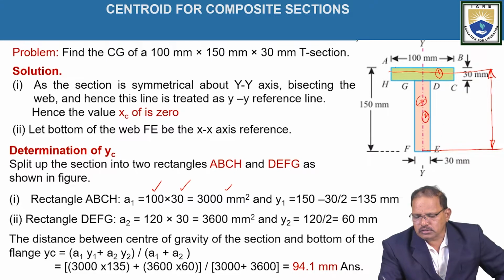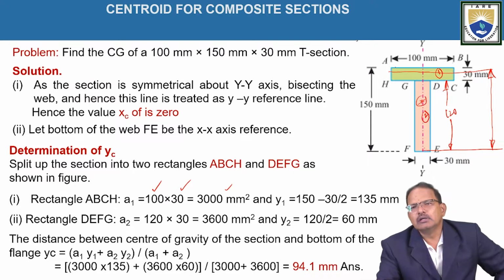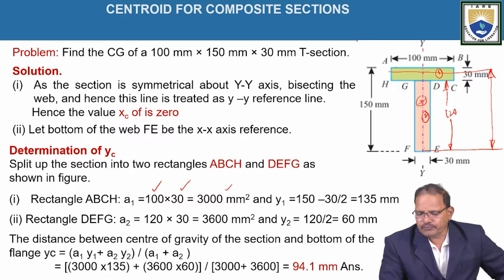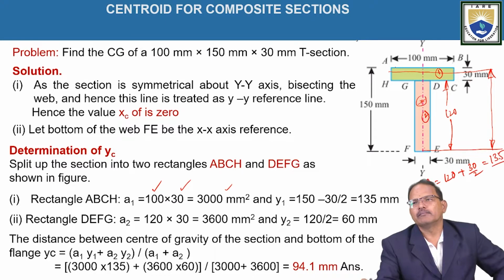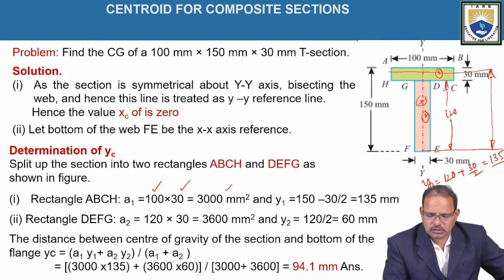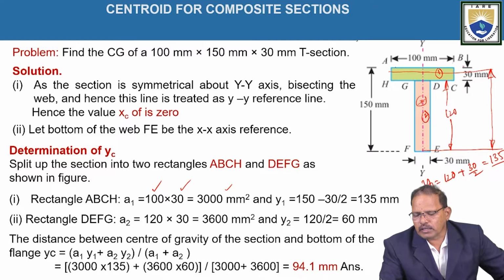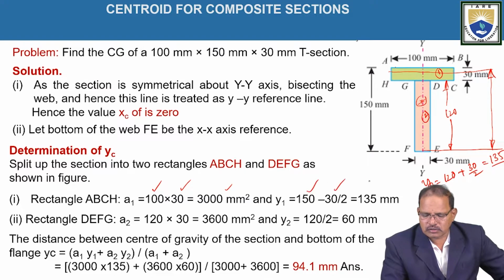That is, y1 is equal to, since the width of the web is given as 30 mm, the remaining portion is equal to 120 mm. So y1 is equal to 120 plus half of 30, which is 120 plus 15, equal to 135 mm. That is, y1 for this figure is equal to 135 mm, or you can take it as 150 minus 30 by 2, which is equal to 135 mm.